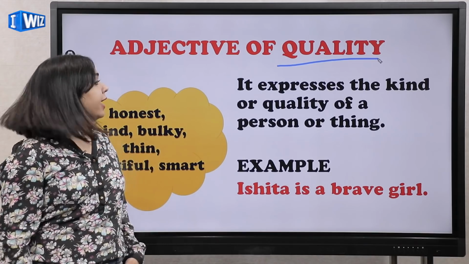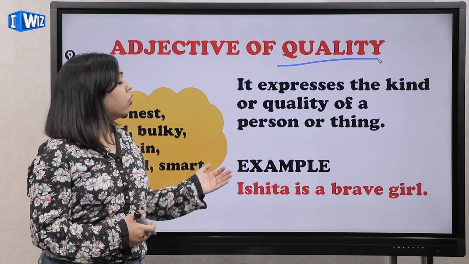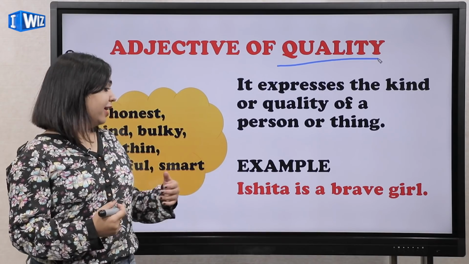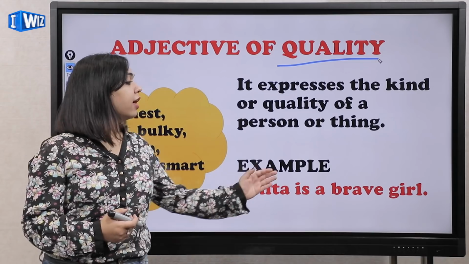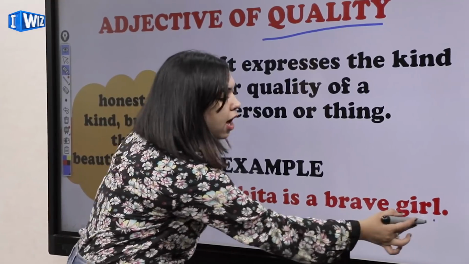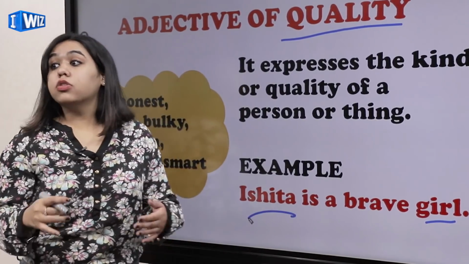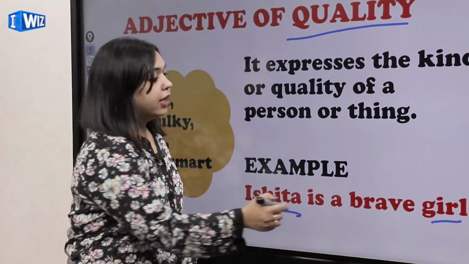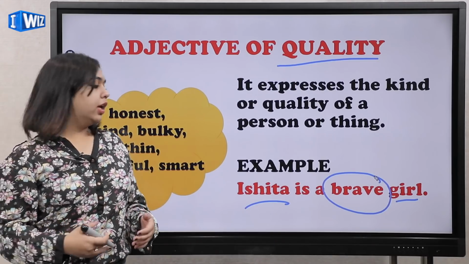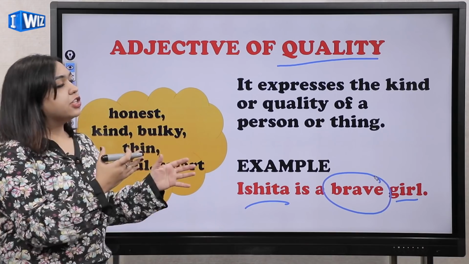Okay, let's read. It expresses the kind or quality of a person. It could be a quality of a person or a thing. So the example here is Ishita is a brave girl. So now you see that she's a girl. Girl is a noun. Ishita is again a noun. You're telling more about Ishita. What are you telling? That yes, she's a brave girl. That is her quality. Okay. So these are the adjectives of quality.